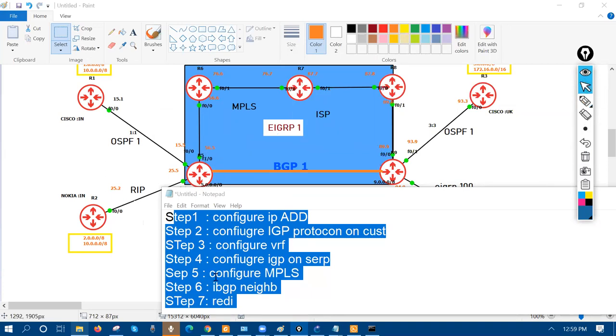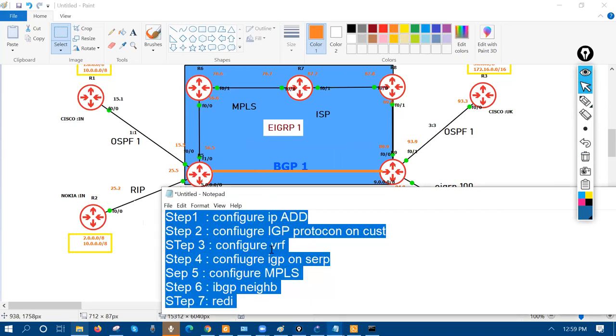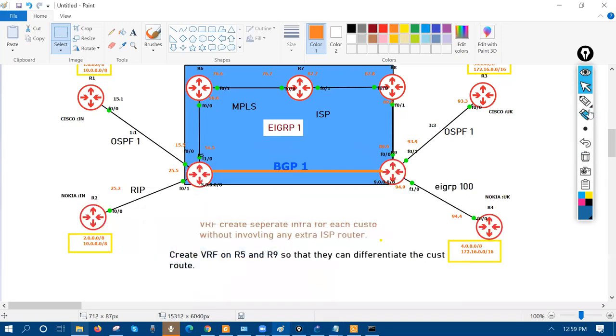This point is clear. Here, your neighborship will be up till this point. Neighborship will be up, okay? Listen to me. When this guy sends this information to R5, how are they sending this info? Which info? 1.0.0.0 and 10.0.0.0, right? This guy, right? Till this point is clear.